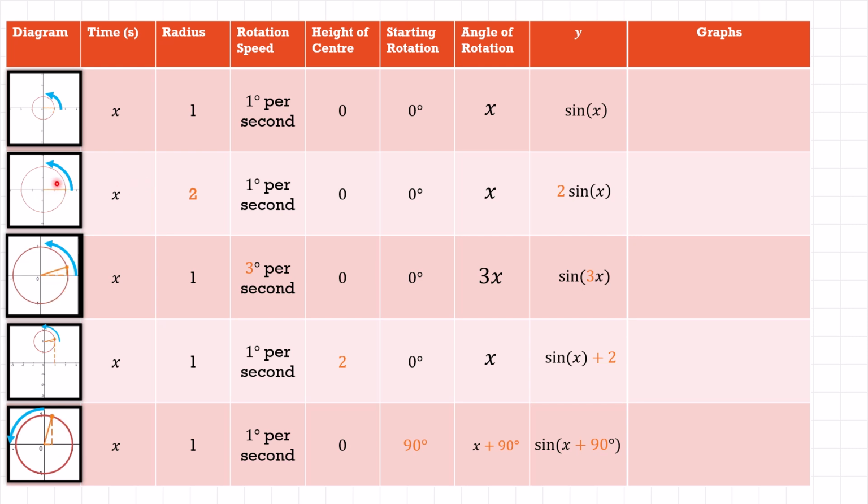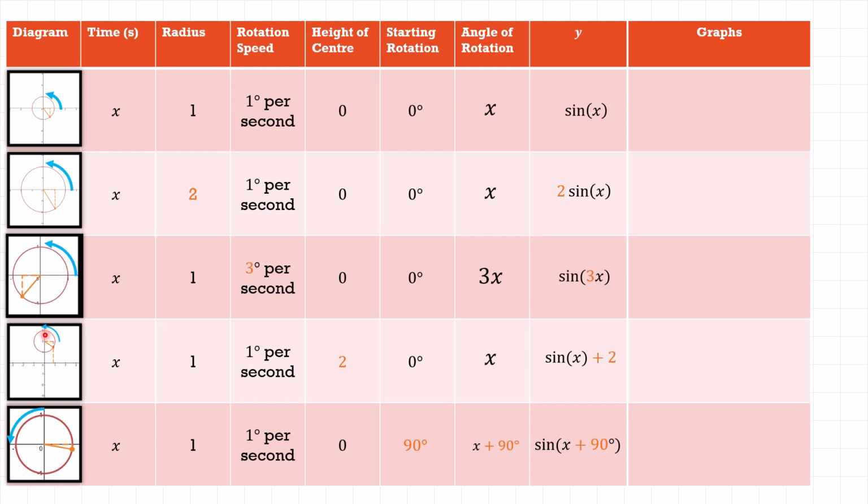But if we make that circle bigger, now the radius is 2, well now once we find the y value, we have to multiply that by 2 to find the actual y value, because now the point is further from the x-axis, as you can see when you compare these two. If we make the rotation happen faster, that would change the angle of rotation dependent on time. So after x seconds, the angle of rotation will be 3 times x if it was 3 degrees every second.